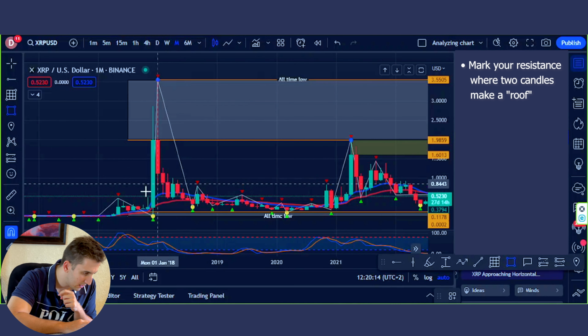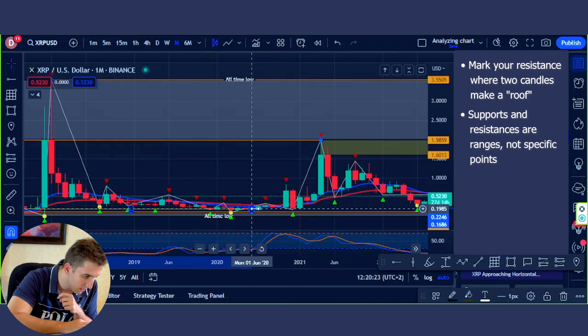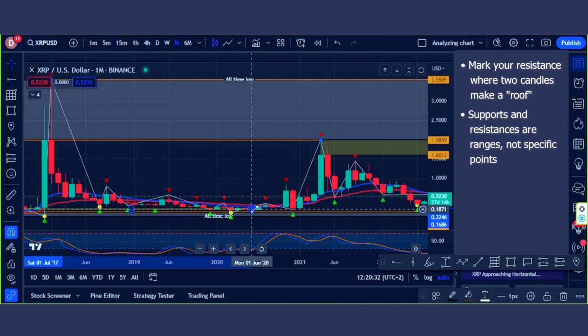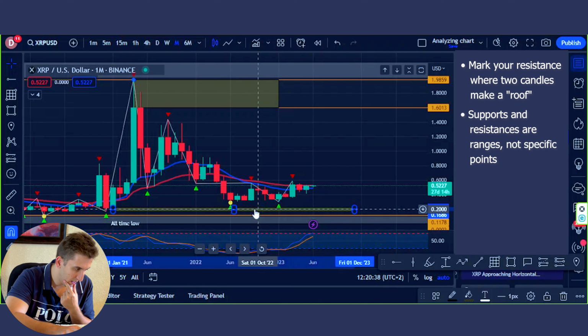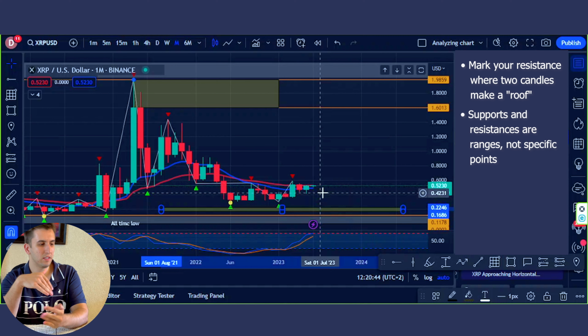I like to draw a rectangle because I don't like to just put it as a plain line, because obviously it's not always going to be just one little point. It's going to be a range. So you can call this your other range. You can see that we're coming near to this current support. Now remember, I said what a resistance is. A resistance is a roof.